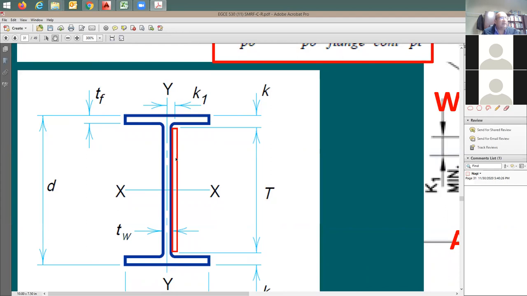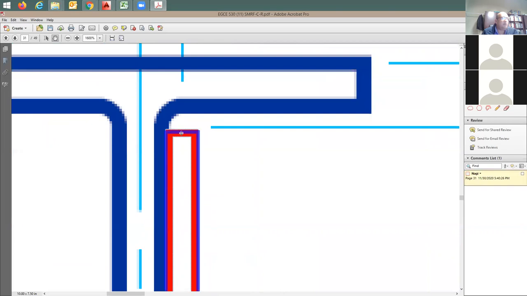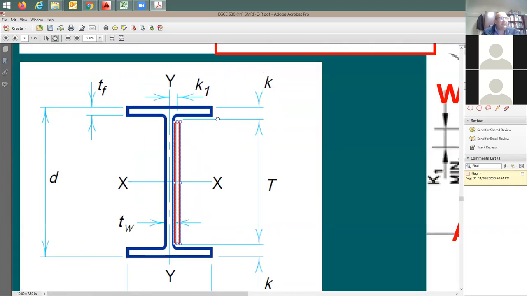So if you'd like to attach a plate, you don't really want it to be exactly equal to T. Maybe you're going to make it a little bit smaller. By how much is going to be up to you. Maybe you give it a quarter of an inch or so. So this is K.